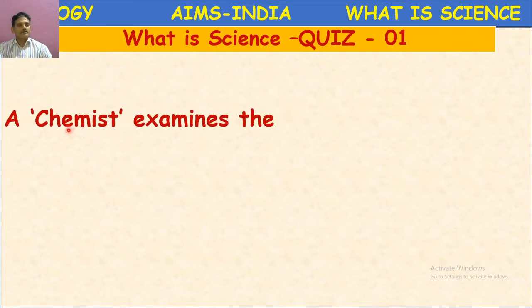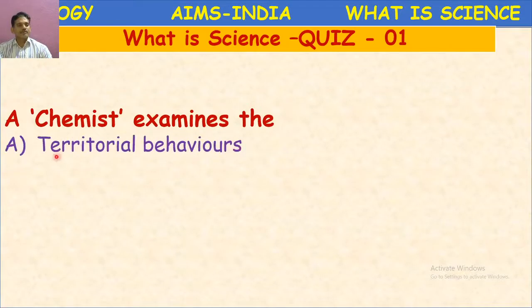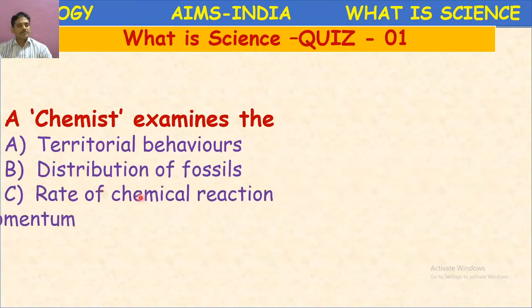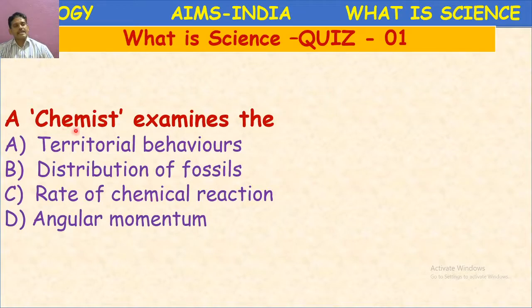Next. A chemist examines the. Once again, the options are same, but the question here, a chemist examines the territorial behaviors, distribution of fossils, rate of chemical reaction, angular momentum. Come on. Yes, correct. Rate of chemical reaction. A chemist examines the rate of chemical reaction.